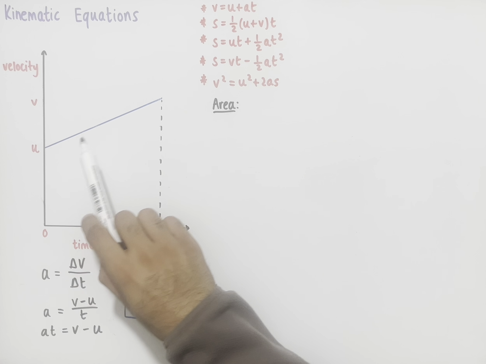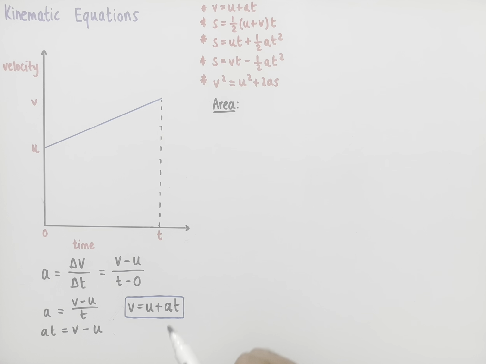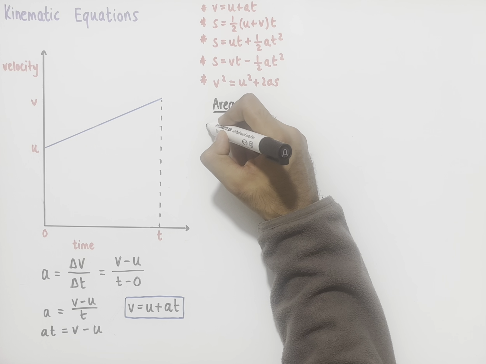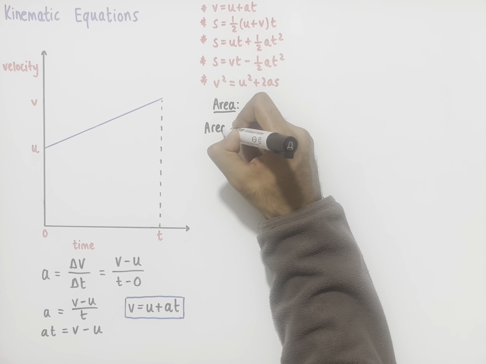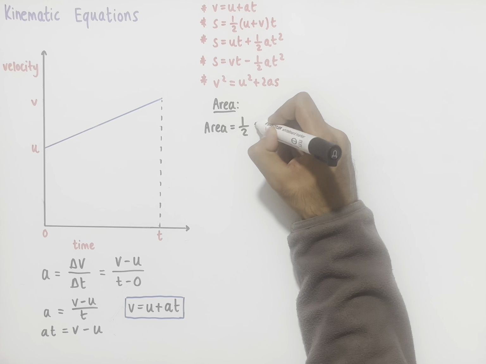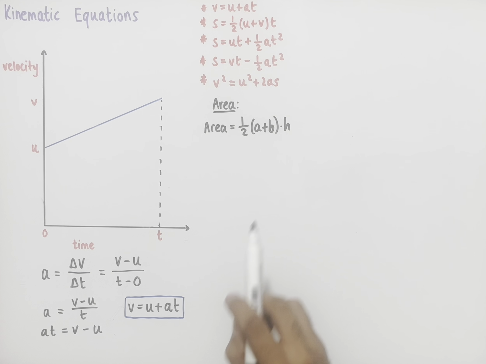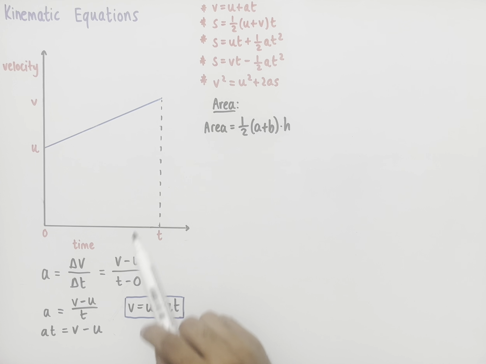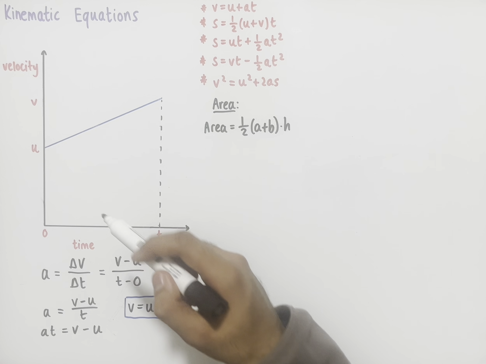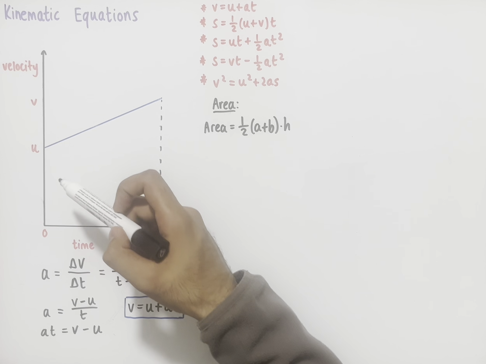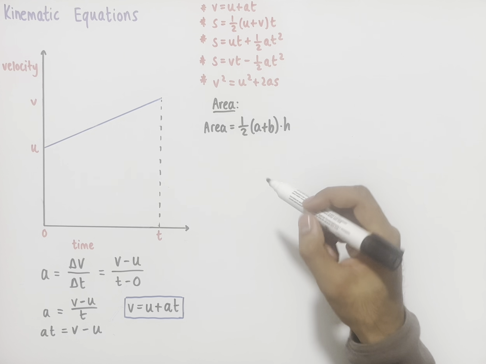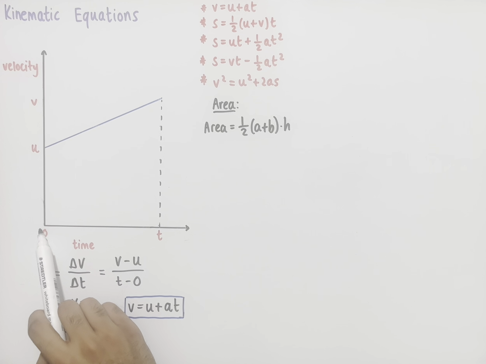We see that over here we have a trapezium, and so to work out the area of a trapezium, we have the area which equals a half brackets a plus b times the perpendicular height h, where a and b are the 2 parallel sides of the trapezium. In this case, the 2 parallel sides are u and v, and then the perpendicular height is equal to t.